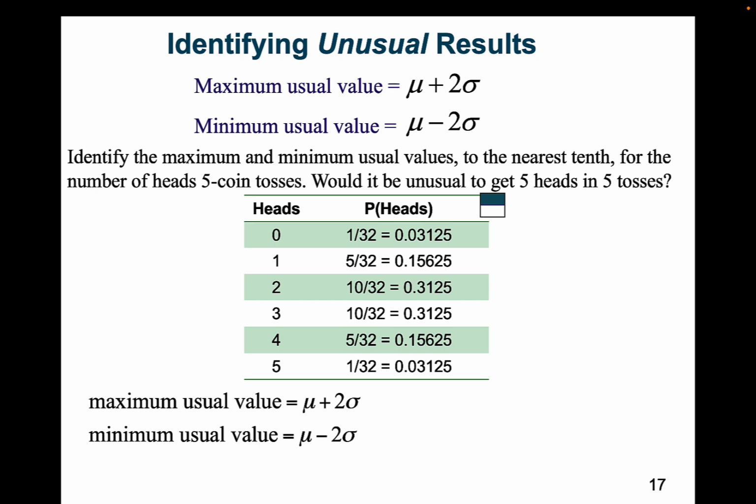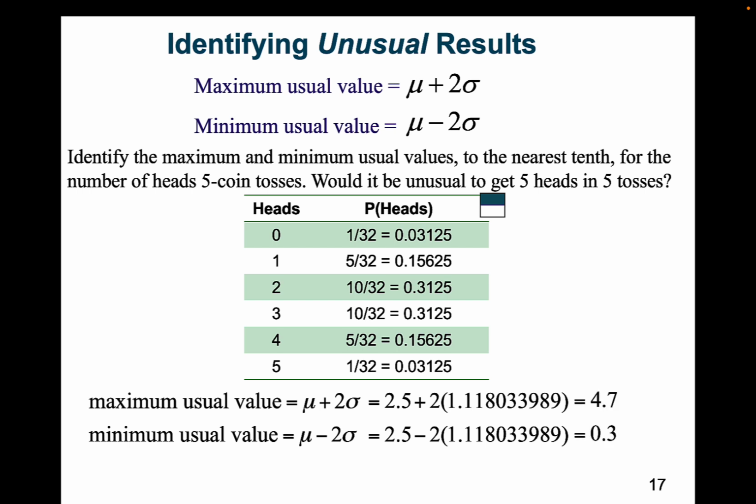Back to our notes, we're going to use that information to find the maximum usual value and the minimum usual value. That will be equal to the mean, which was 2.5, plus or minus 2 of the standard deviations. That would look like this here. Type each of those in, and if you type them in correctly, you'll get a max usual value of 4.7 heads in 5 coin tosses, and a minimum usual value of 0.3 heads in 5 coin tosses.